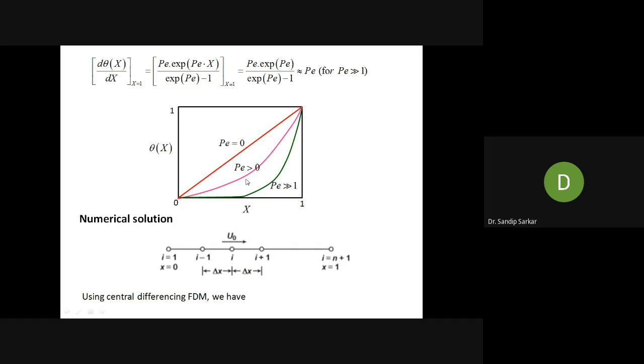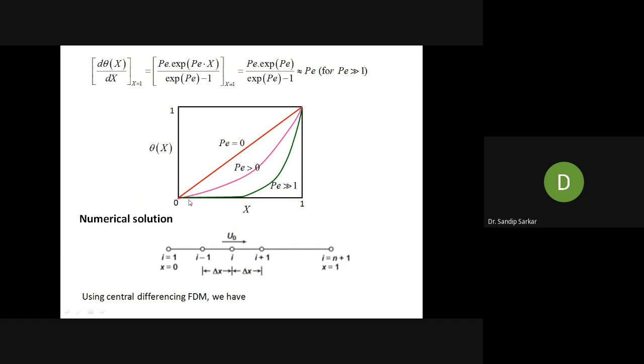For Peclet number greater than 0, there will be some variation. It will show this kind of exponential variation. When Peclet number is very much greater than 0, we have seen from the analytical calculations that your temperature gradient dT/dx will be very steep. It will have a very steep temperature gradient, and the temperature gradient will be limited closer to the outlet of the domain, closer to x equal to 1.